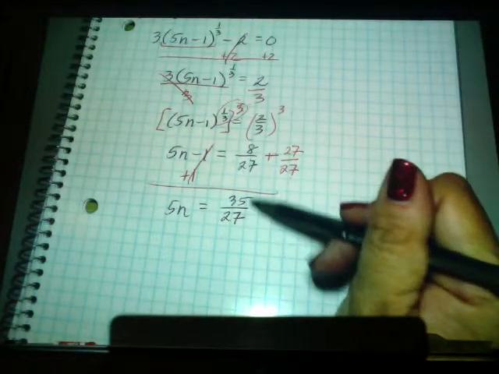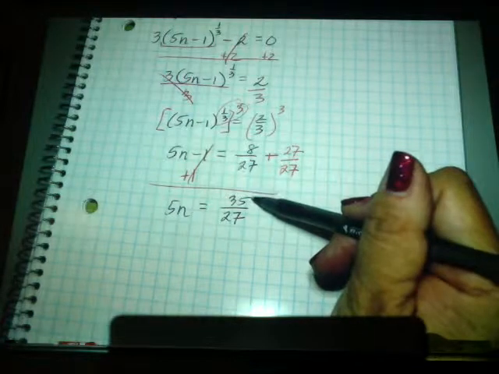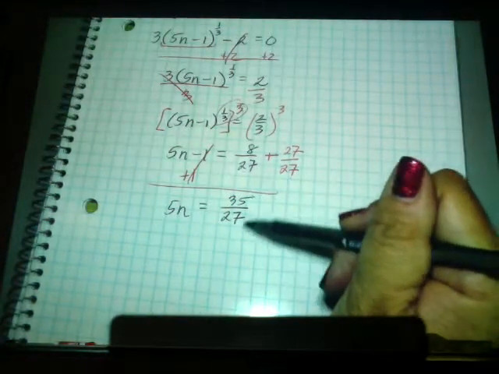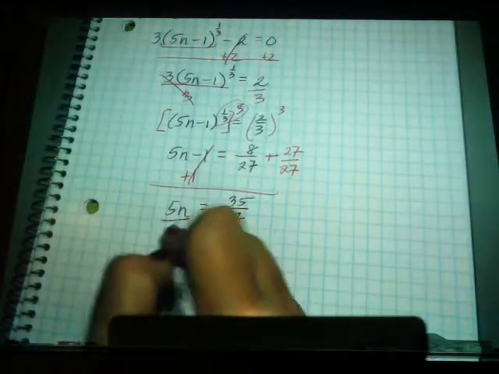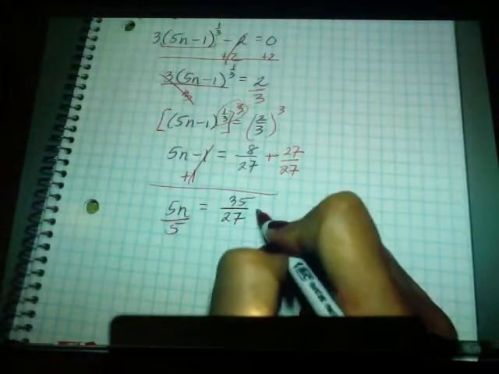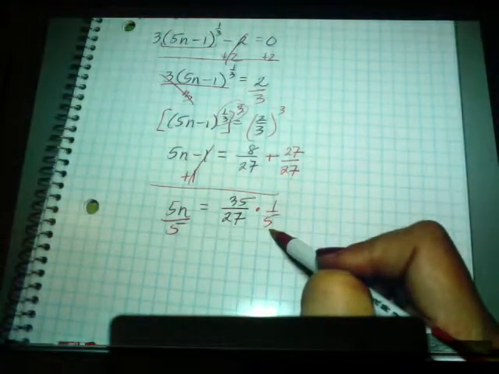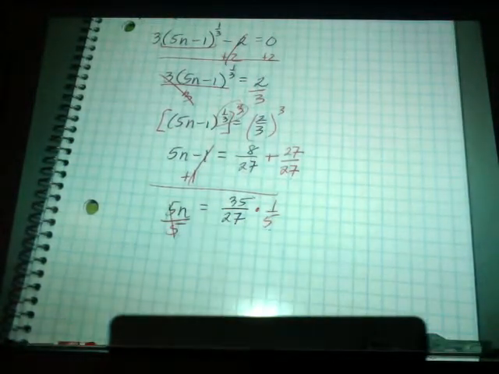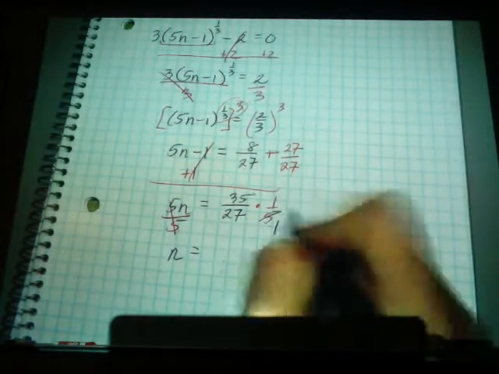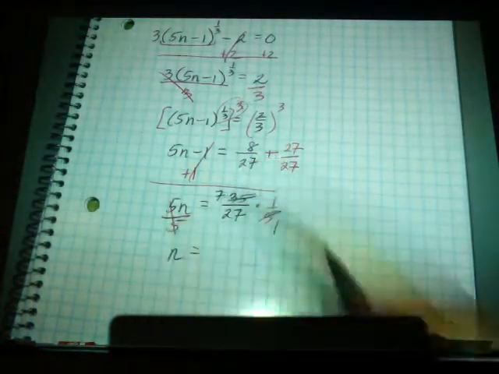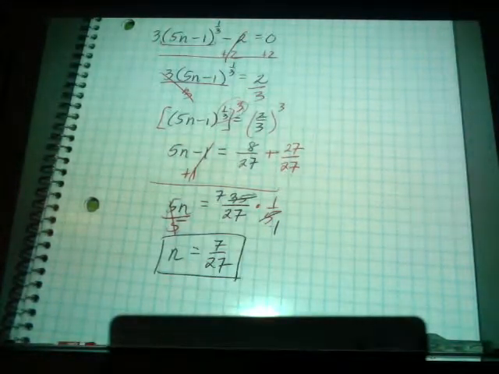Does that reduce at all? What goes into 35? 5 and 7. There's no 5 or 7 going here. So then here I'm going to divide by 5, but I don't want to divide this by 5. I want to multiply by what? 1/5. Dividing by 5 and multiplying by 1/5 are exactly the same thing. So the 5's here cancel, and I get n equals, this time the 5 here will cancel with that 35 7 times, and so I end up with 7 over 27. Not a pretty answer, but an answer nonetheless.